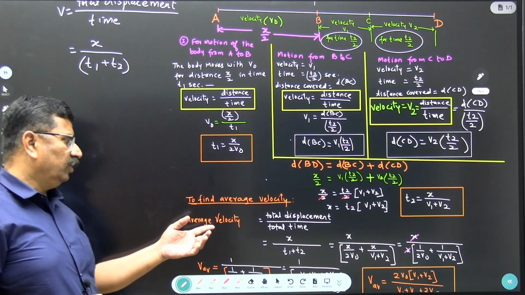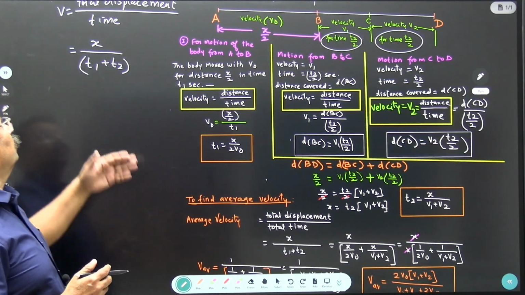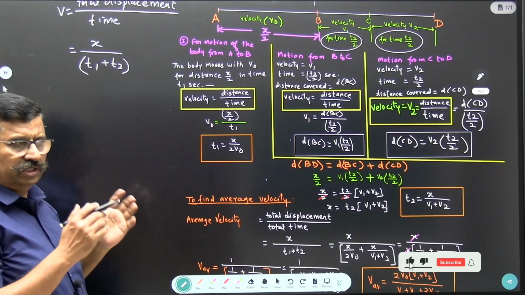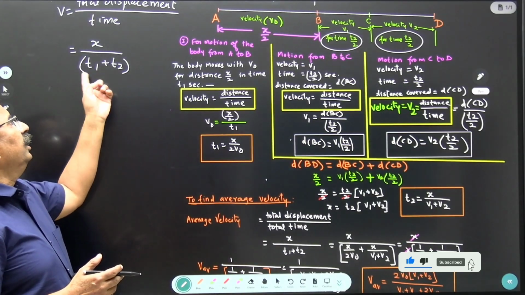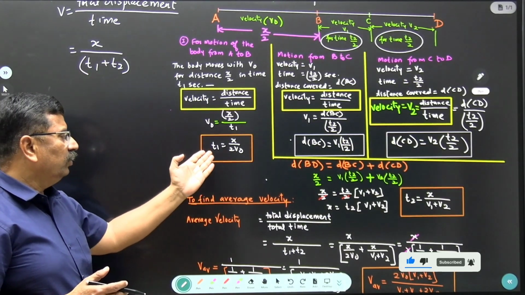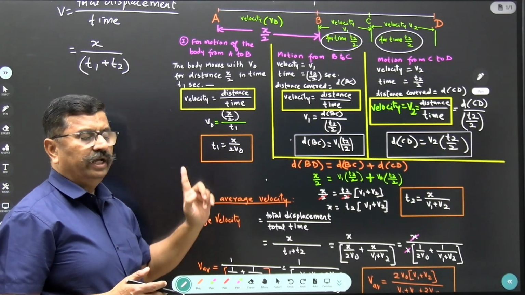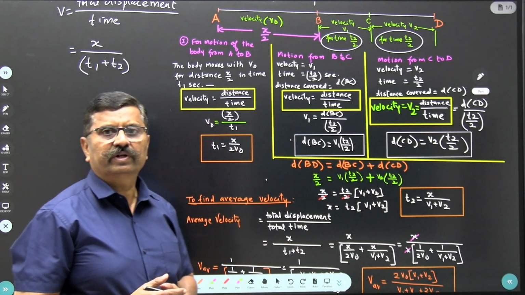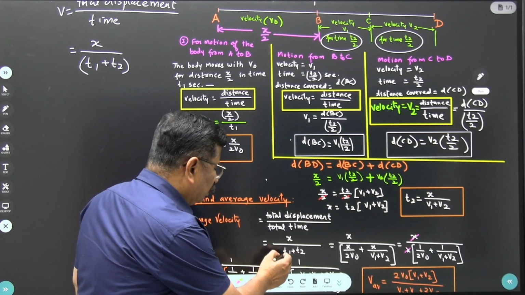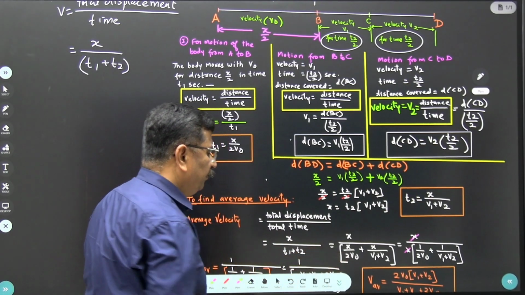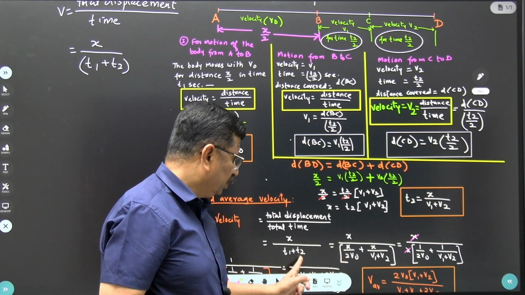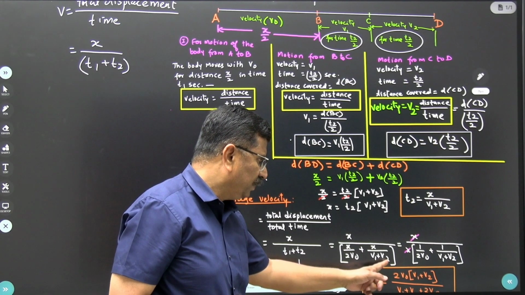Now we want to find the mean average velocity. And as I told you earlier, if you want to know the average velocity, you should know the total displacement x and the times t1 and t2. We know the value of t1, x upon 2 v0, and we know the value of t2, that is x upon v1 plus v2. So we will substitute this t1 and t2 here. So here t1 is equal to x upon 2 v0, t2 is equal to x upon v1 plus v2.